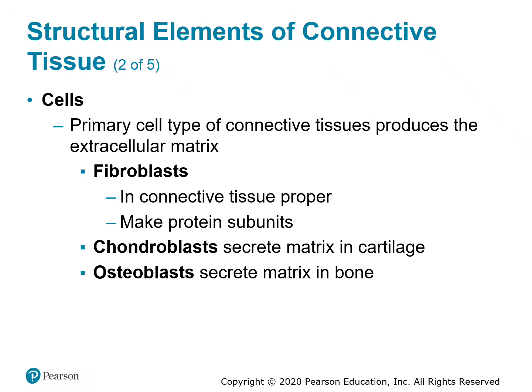Okay. So first is the cells. All connective tissues will have cells of some type. The primary cell type in the connective tissue is what makes that extracellular matrix. So some of those primary cell types, we have fibroblasts, we have chondroblasts, and we have osteoblasts.